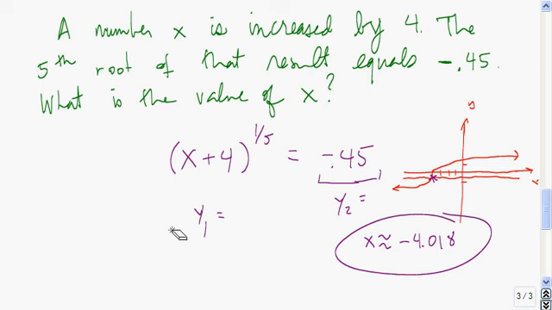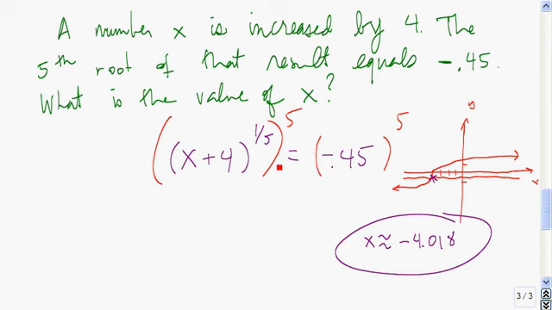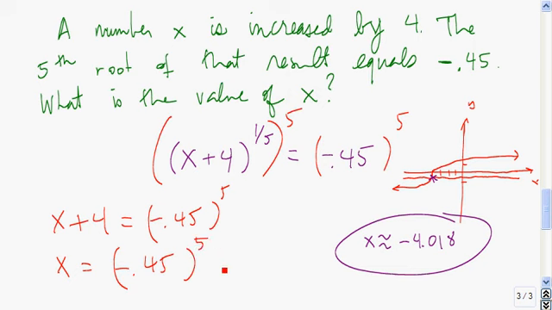Okay, another way to do this problem, if you don't like graphing, and this actually might be a little faster, is we want to get rid of this power of 1/5 here, so we can raise this side to the 5th power and that side to the 5th power. Then this side simplifies to x plus 4. And this is negative 0.45 to the fifth. Then to solve for x, we subtract 4 from both sides. All right, and obviously we get the same answer.